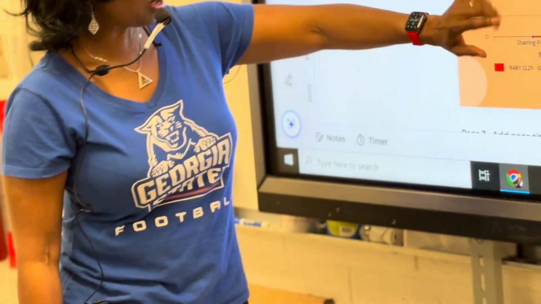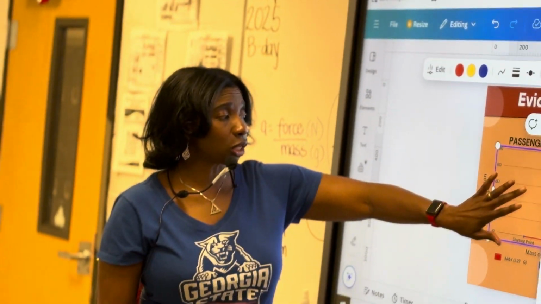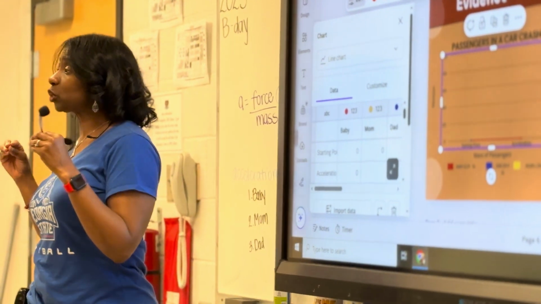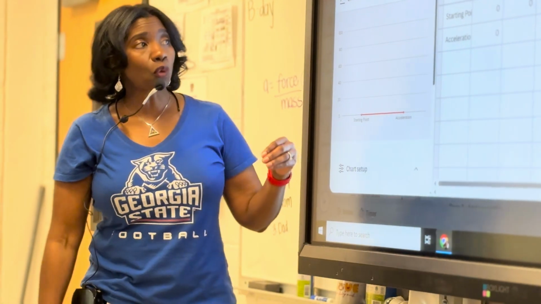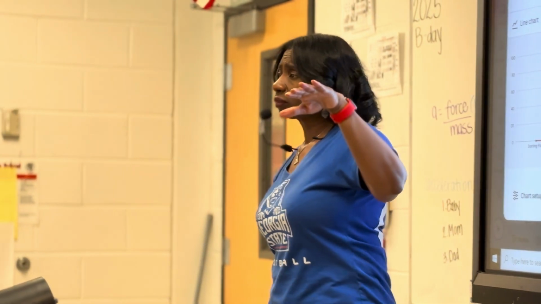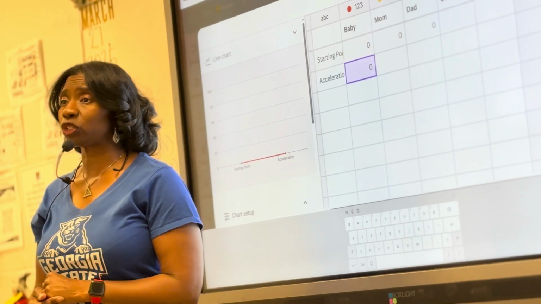So, now, in order to enter in your acceleration, if you just click anywhere on the graph, it will highlight in purple. And you can click on Edit up here in Canva, and it will allow you to enter in the acceleration for each of your passengers. Your starting point will always be 0 because we always start at the beginning. But what's going to change is your acceleration. So for the baby, you're going to enter the acceleration.